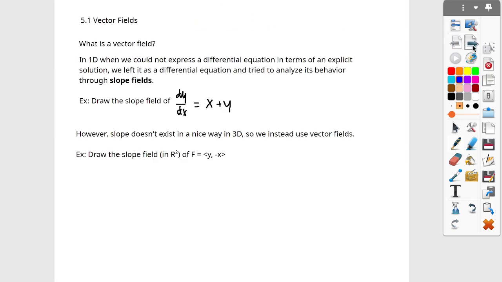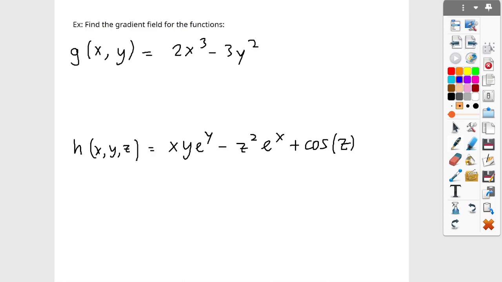Line integrals. All right. So let's find the gradient field for some of these functions. Let's find the gradient field. So g of xy is this. If g of xy is this, then what's the gradient field? The gradient field is the gradient of g, which is 6x squared, negative 6y. Very simple. What's the gradient of h?